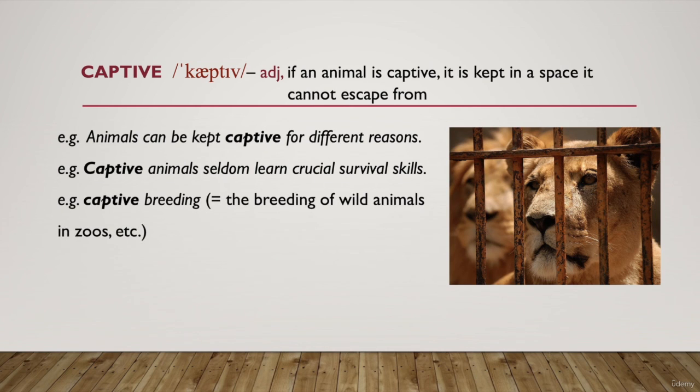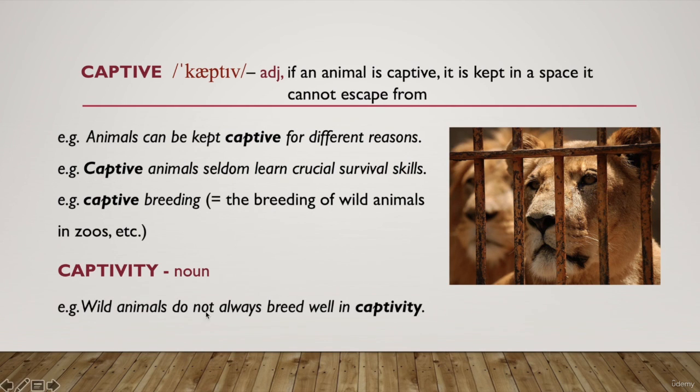We can talk about captive breeding, that is, the breeding of wild animals in zoos, etc. Captive breeding can be considered to be a good thing because if animals produce young, even if it's in a confined space, it is good for the species. The number of members of that species increases. Captivity is the noun form. Captivity. Wild animals do not always breed well in captivity.